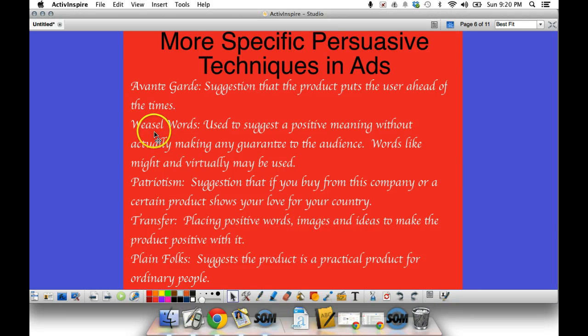The next one is weasel words. They're used to suggest a positive meaning without actually making any guarantee. So words like "might", in weight loss commercials, you might lose 20 pounds. Yeah, you might also lose 1,000 pounds, but odds are you're probably not. Like 409, it kills virtually all germs. Well, it doesn't kill all germs, so you have some wiggle room there.